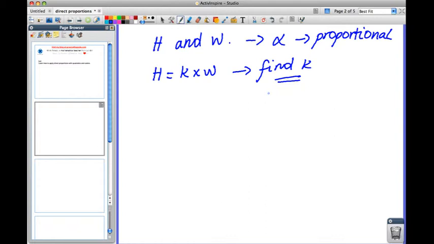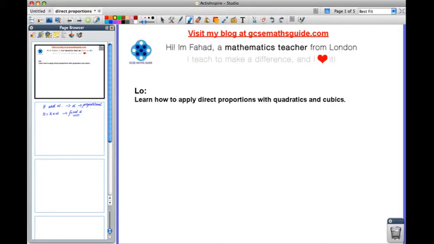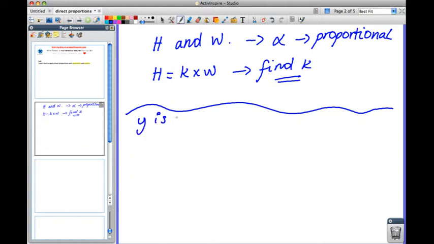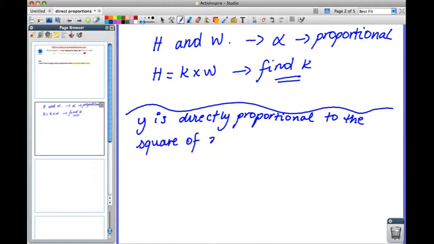Now, today we're going to concentrate on quadratics and cubics. So let's say, for instance, you had something like, say, y is directly proportional to the square of x. It is a typical question that I've seen on the GCSE exam. So here it says y is directly proportional to the square of x. How do I write that using direct proportion?